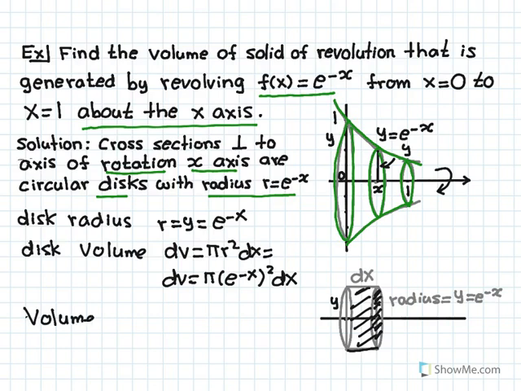So what is the volume of the solid? The volume is going to be the integral from 0 to 1 of pi times radius squared. That's e to the minus x all squared. That gives us e to the minus 2x. Integrate with respect to x. This gives us the volume of the solid that's generated by revolving y equals e to the minus x from 0 to 1 about the x-axis. So this is a 3D object, and we're finding its volume. So now it's just a matter of doing the computations to find this volume.